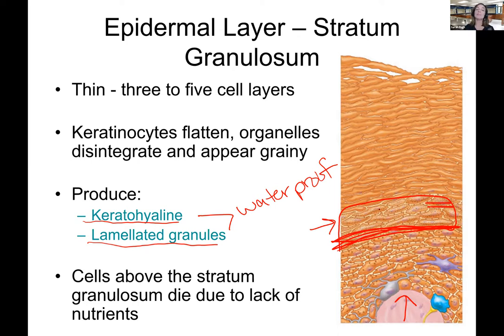All the cells above the stratum granulosum, they're all dead. And you know they're dead because notice if you look up in here, you see no nuclei. Those cells have already lost their nuclei, and all the organelles have disintegrated because they're not getting nutrients anymore.